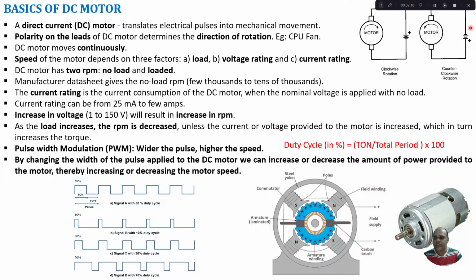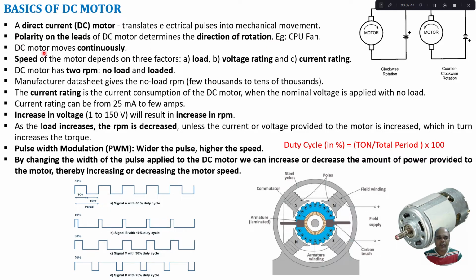If I change the polarity of the battery, so the negative terminal is connected to one end of the motor and the positive terminal is connected to the other end, here you can see the connection is different. The polarity of the battery changed. In that case, what happens? The motor starts rotating in the anti-clockwise direction. Such types of motors are available in your CPU fan, which can be used for cooling your CPUs.